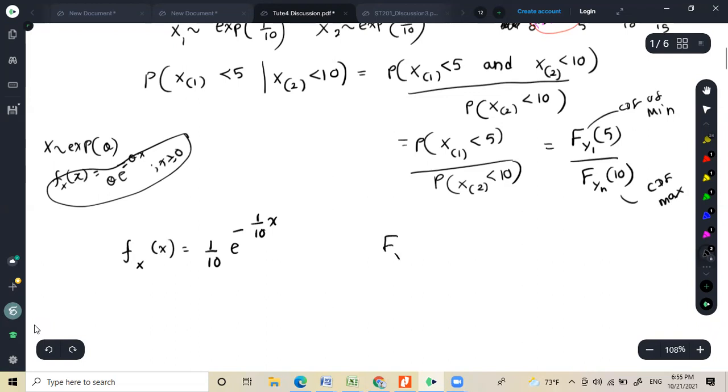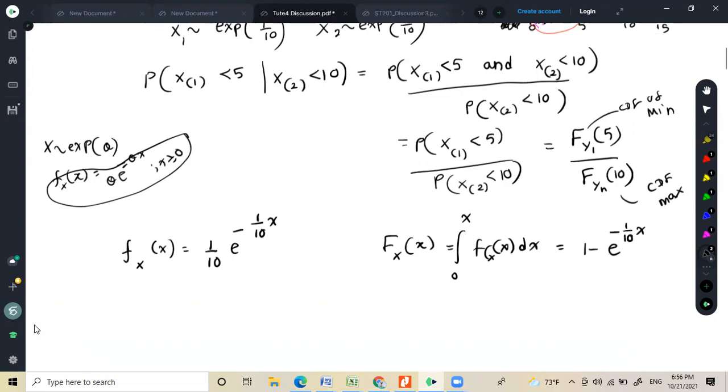And then you have to find the CDF. How do you find the CDF? Integrate f(x) from 0 up to x. And if you do that, you will find it is 1 minus e to the negative 1 over 10 x. This is the CDF of the exponential density. You can derive it and find it. Try it, very easily you can get this answer.